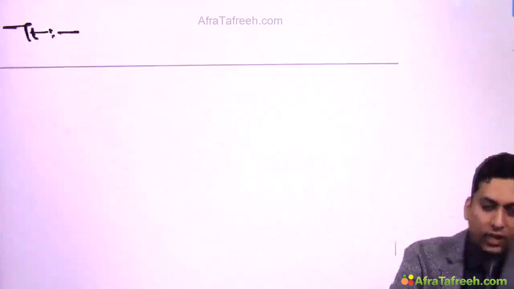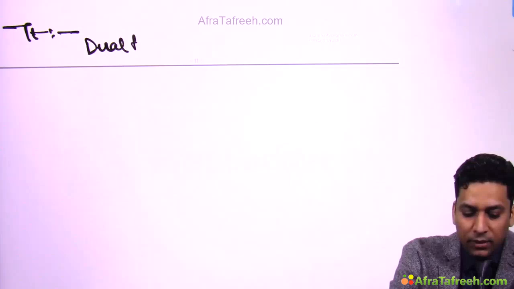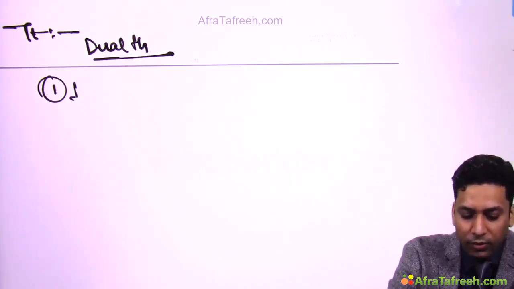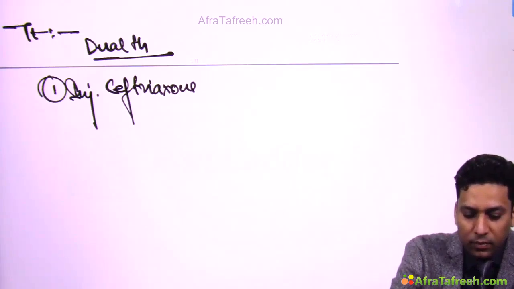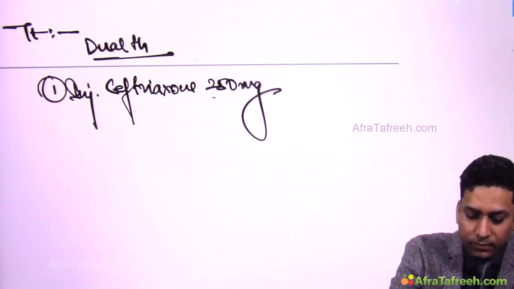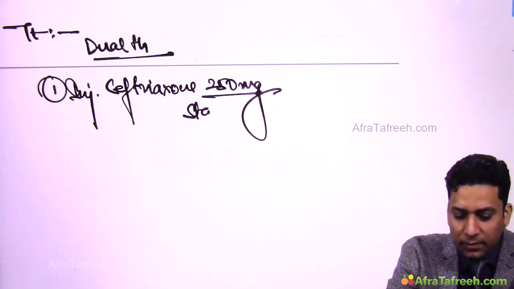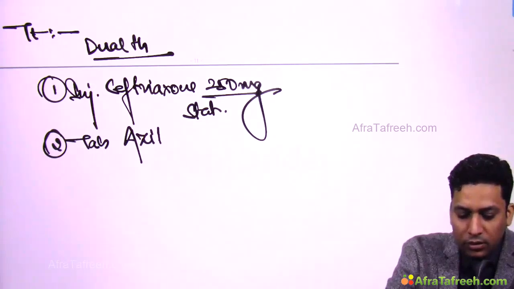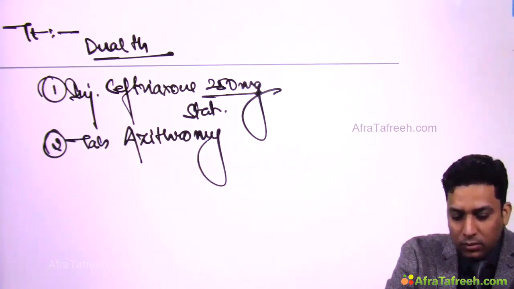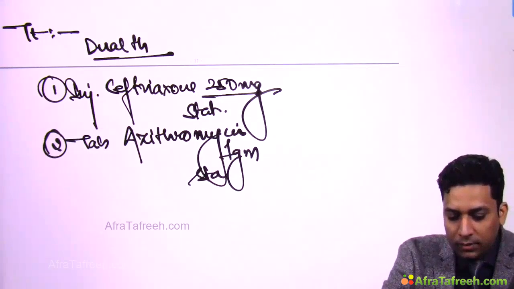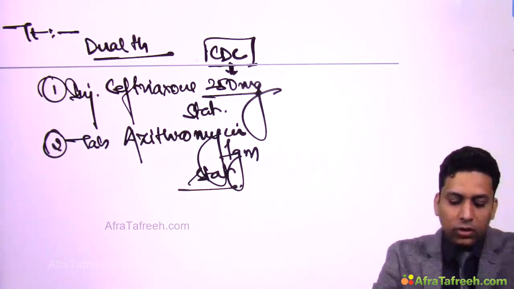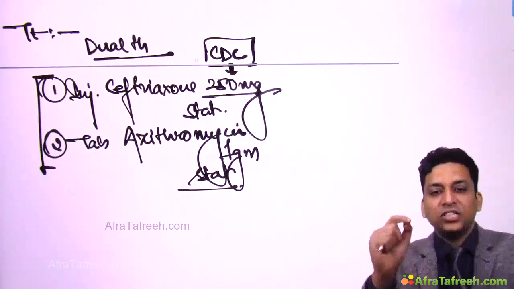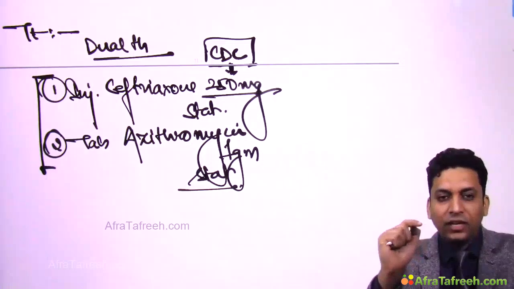Next is treatment. In cases of gonococcal urethritis, dual therapy is given. This dual therapy is in the form of injection ceftriaxone 250 mg stat, and tablet azithromycin 1 gram stat. So according to CDC, these are the doses of these two drugs which are given simultaneously, that is injection ceftriaxone 250 mg and 1 gram of azithromycin.